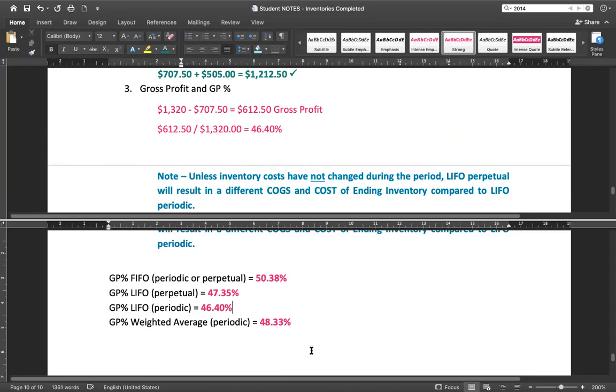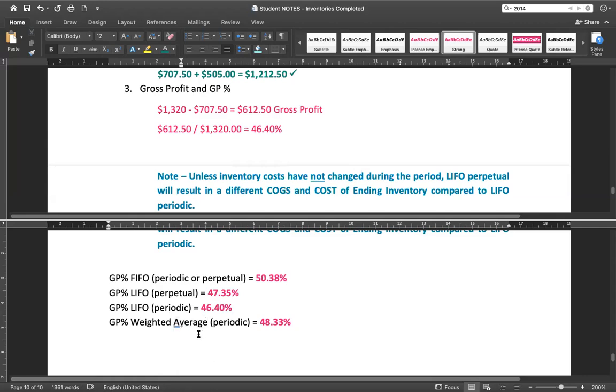So when we are comparing company A to company B, if company A is using FIFO and company B is using LIFO periodic, there's going to be two different ratios. We're comparing sort of like oranges, navel oranges with satsumas or whatever you call tangerines. Similar, but not quite the same.